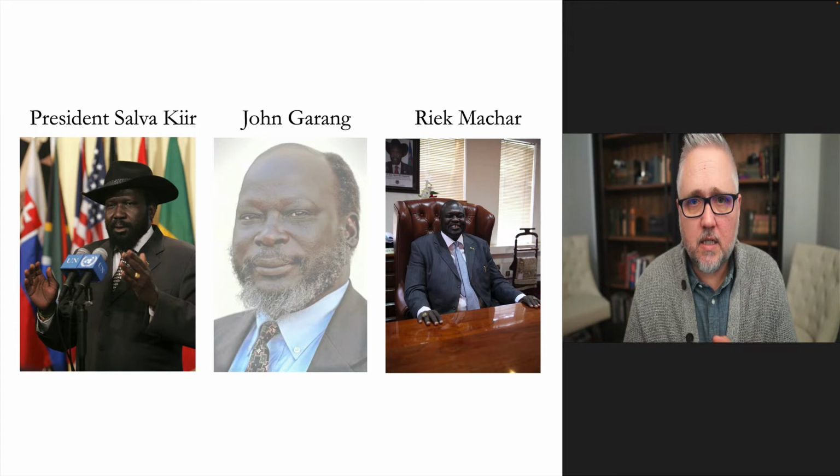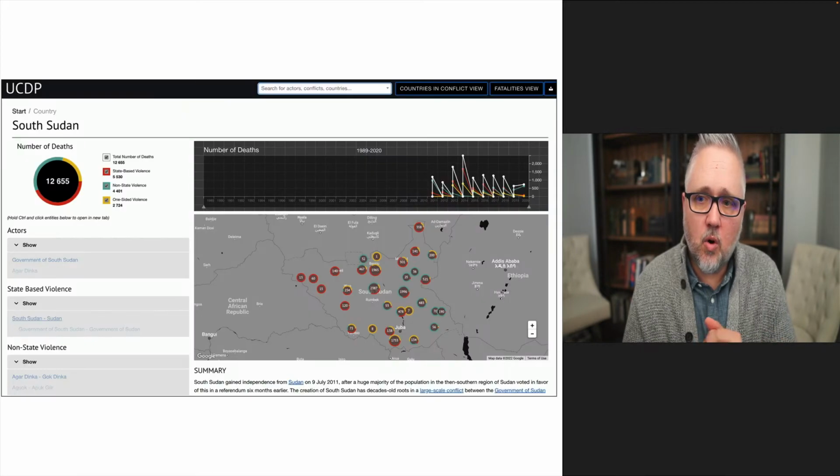Kiir is a Dinka, while Machar is a Nuer. And the civil war and the millions of people that fled from it have played a huge role in the lack of development, both within the country as well as the effects in the neighboring region.